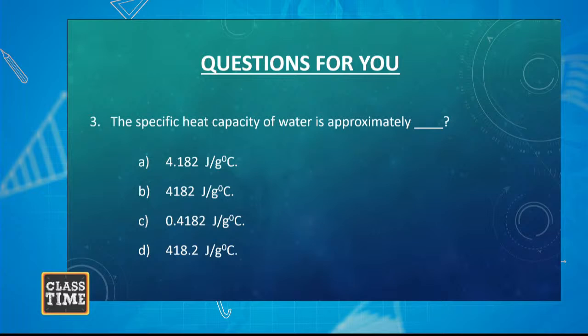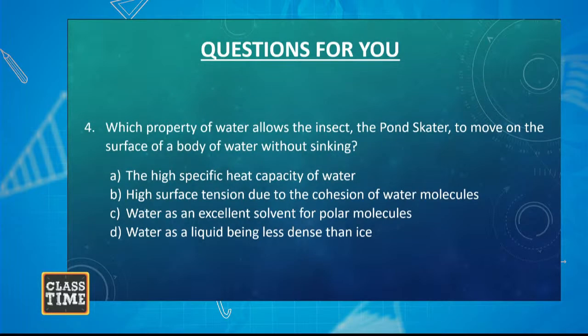Then we have question 3. The specific heat capacity of water is approximately, and the answer there is 4.182, because if you round off to the next tenth, it will be 4.2, which you might see in some texts. It's 4.182 joules per gram degree Celsius. And the final question, which property of water allows the insect, the pond skater, to move on the surface of a body of water without sinking? And we just discussed that. It is, of course, the high surface tension due to the cohesion of water molecules.